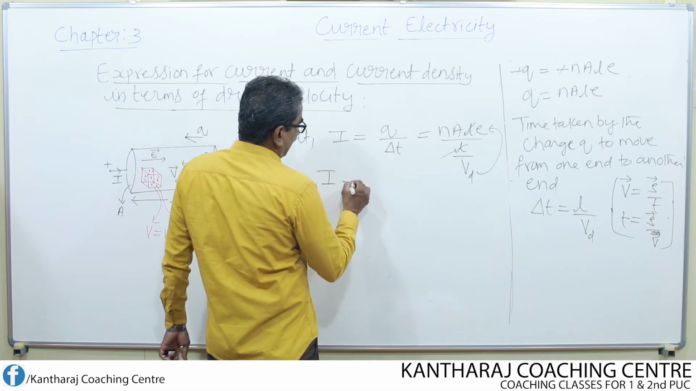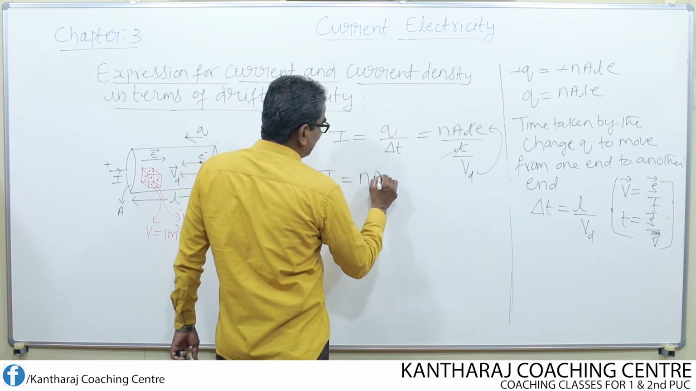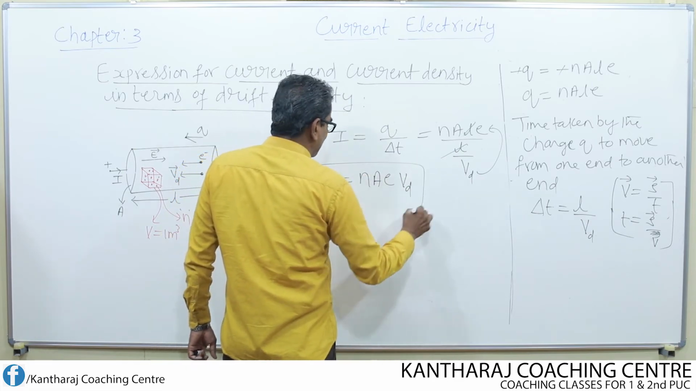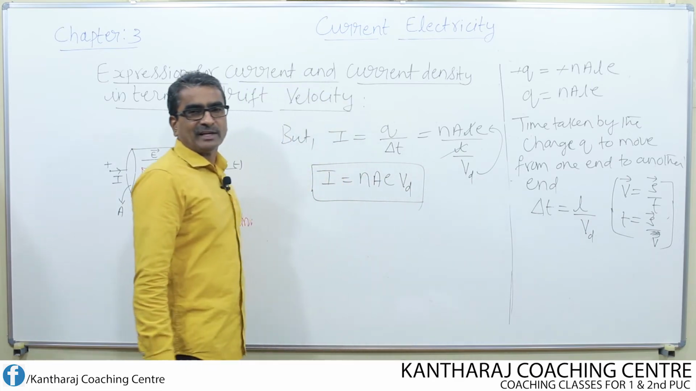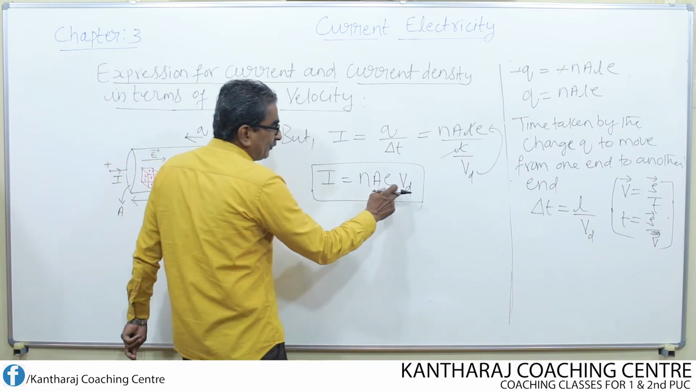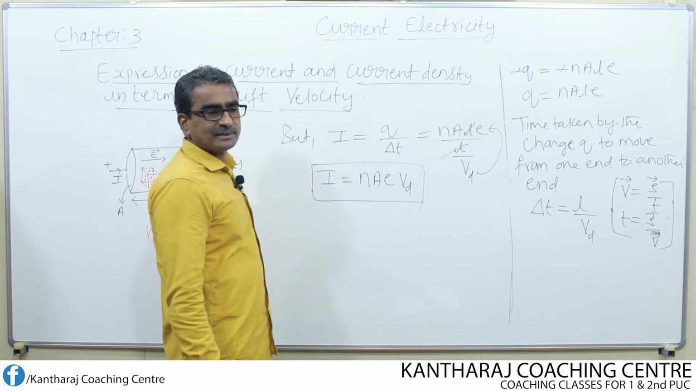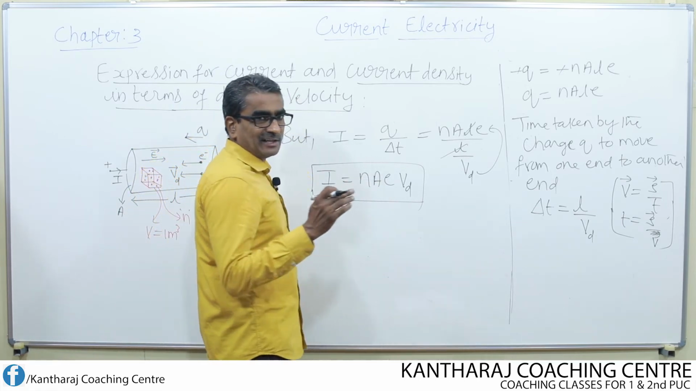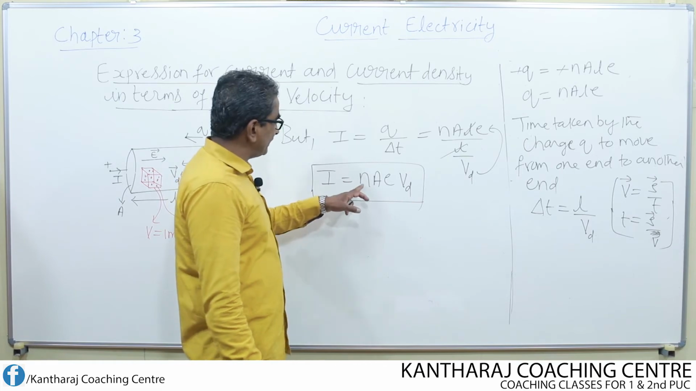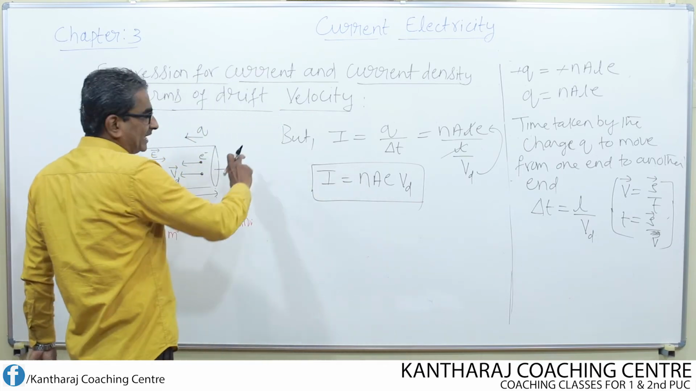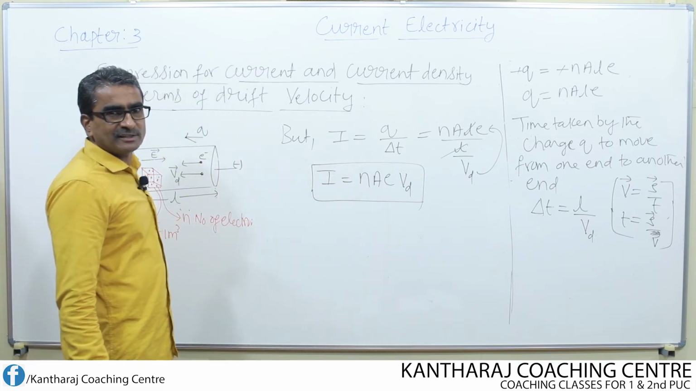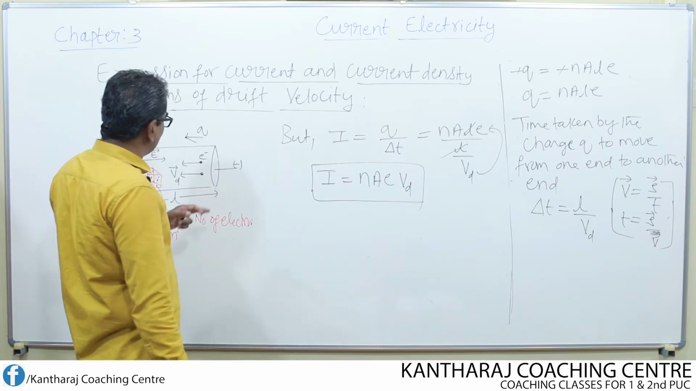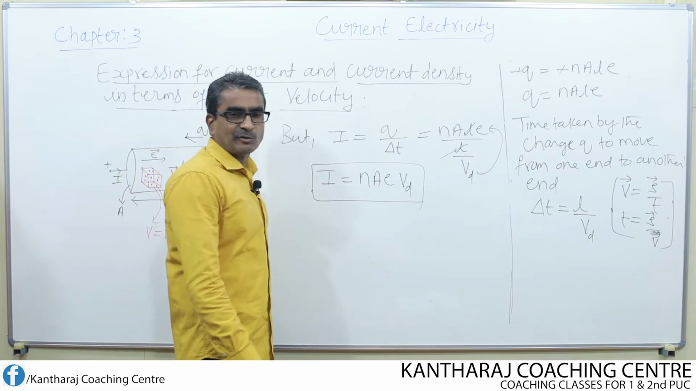So therefore, I is equal to nAe into Vd. This is the expression for the current in terms of drift velocity Vd. Look here, the number density of electrons is constant, no change in the number density. The area of cross section of the conductor is also constant. So that's not going to change just by passing the current.